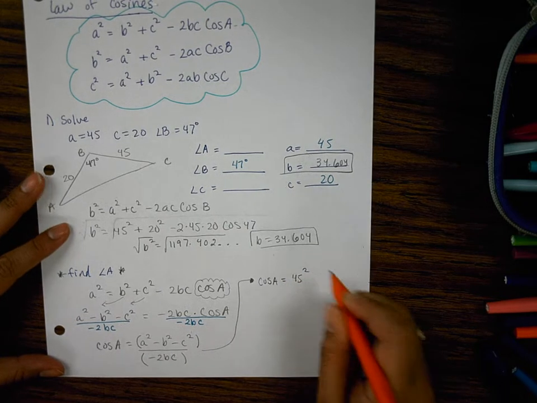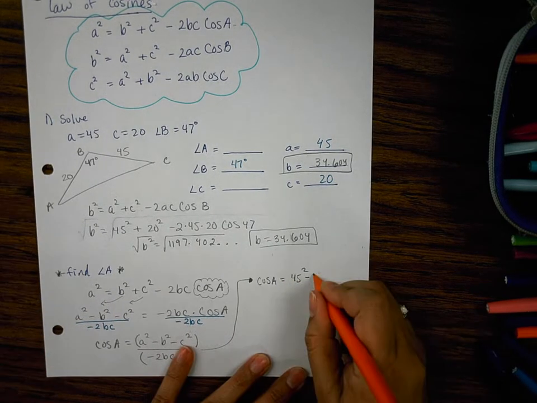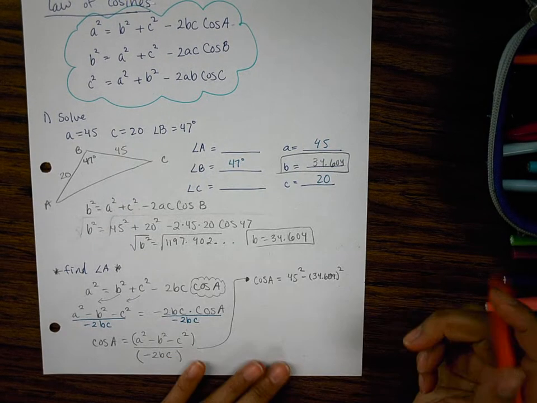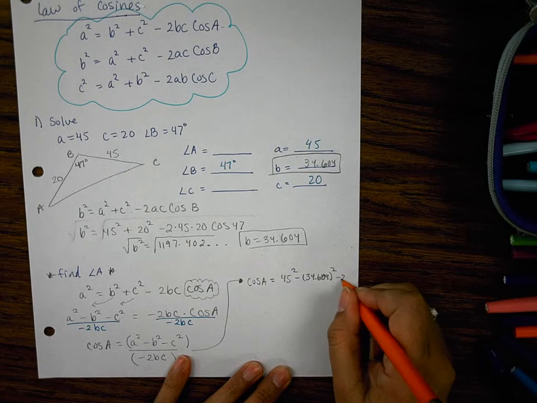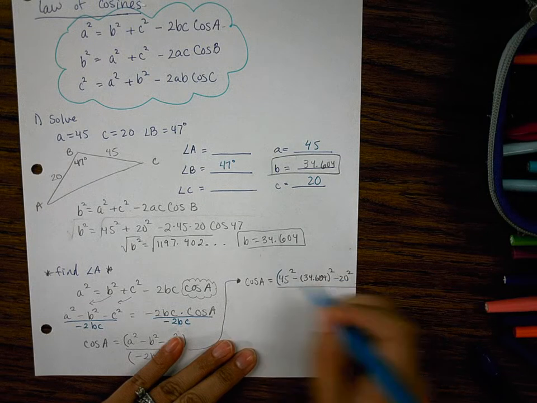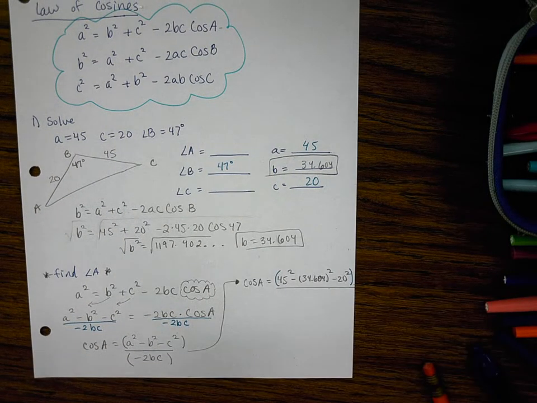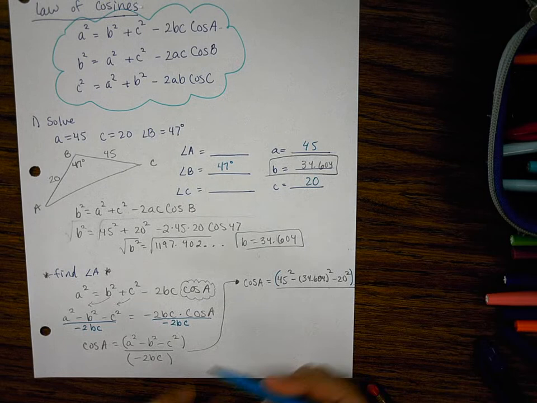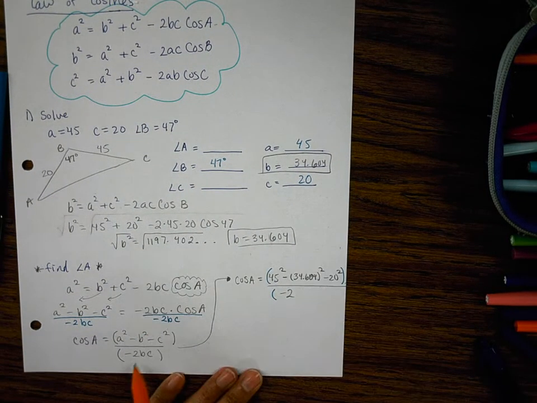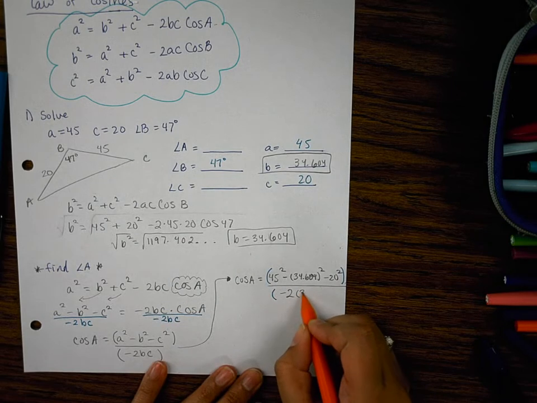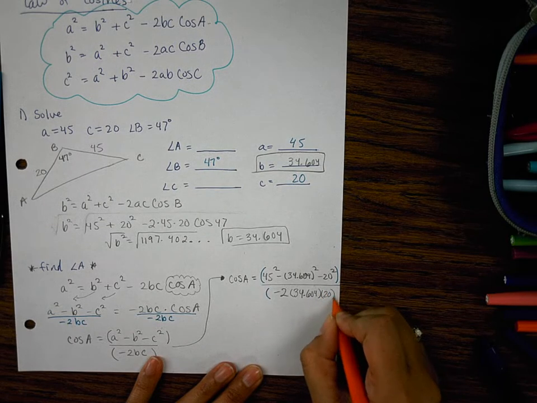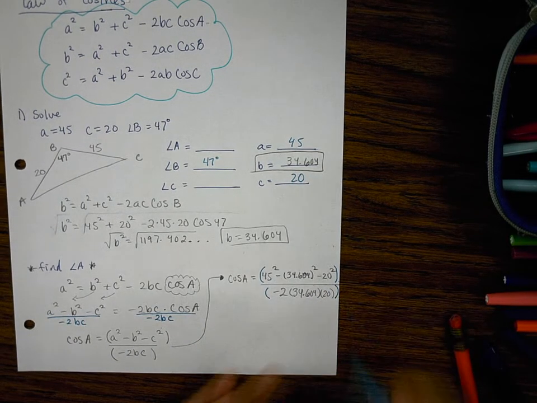Cosine of A equals a squared, that's 45 squared, take away b squared, 34.604 squared, take away c squared, take away 20 squared. And don't forget, when you plug it in, you will put parentheses at the start and at the end, divided by parentheses negative 2 BC, 34.604 times C, which is 20.